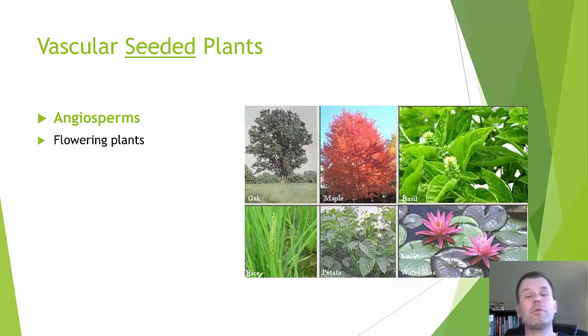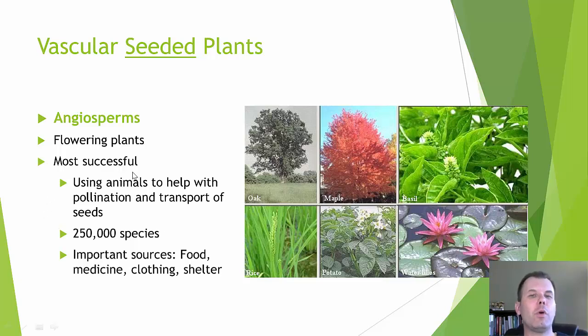Now, with oaks and maples, it may be hard to know because you never really see flowers, but you will see them in the springtime. Basil, you can see the flowers here. Rice, you can see some of the flowers. On the potato, they form flowers. And then these water lilies, here are the nice, beautiful flowers. But all angiosperms produce some sort of flower, whether it's a nice big bloom of flowers, or these little tiny flowers that you see for maybe 2 weeks, and that's all you get.